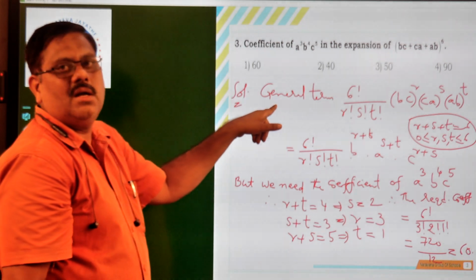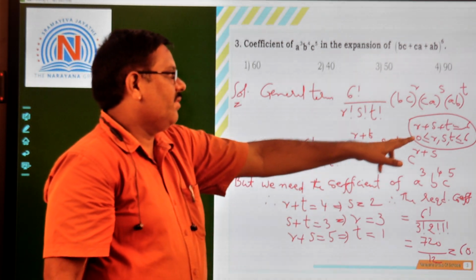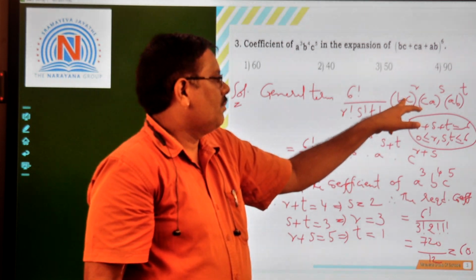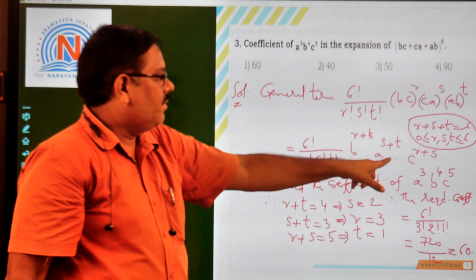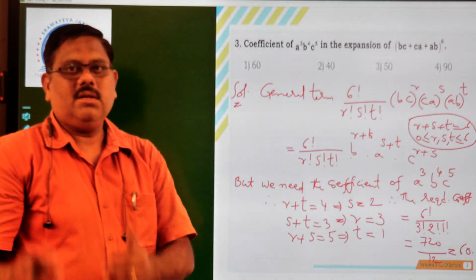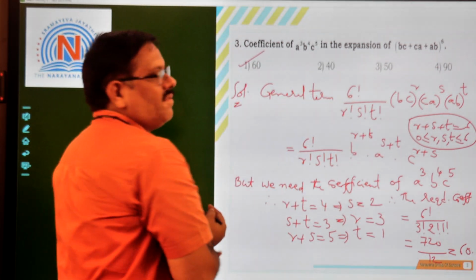Here also we are using the multinomial theorem concept. We are taking the general term, thereby we are comparing the powers, and again we are using the result that the sum of the powers must be equal to the multinomial power, and each of r, s, t must lie between 0 and the power of the multinomial. Fine. So the answer for this question is 60. So that is the first option.